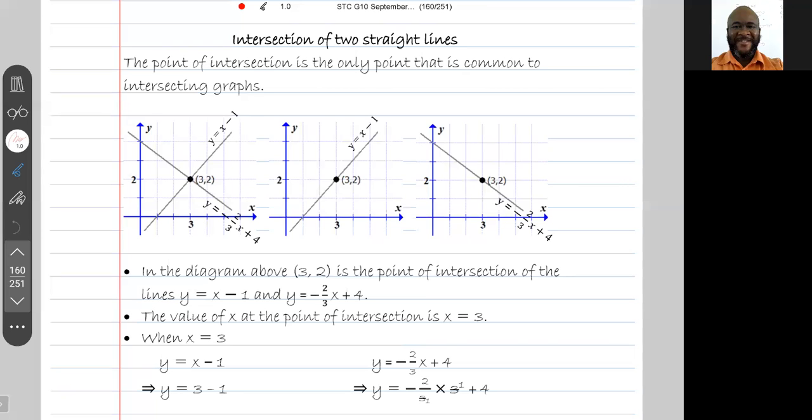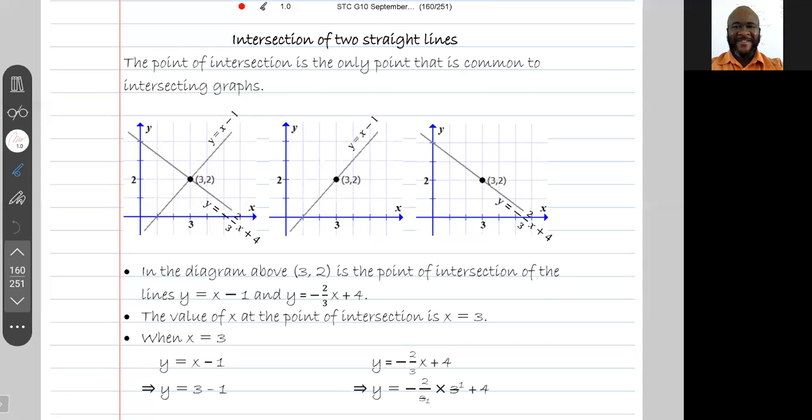on both lines. What I did with the next two diagrams was to separate the two lines to show you that the one point is on the two lines. So the point of intersection is the only point that is common to two graphs that intersect. So in the diagram above, (3, 2) is the point of intersection of the lines y is equal to x minus 1 and y is equal to minus 2 over 3x plus 4. The value of x at the point of intersection is x is equal to 3.